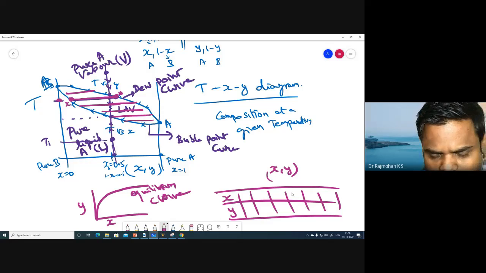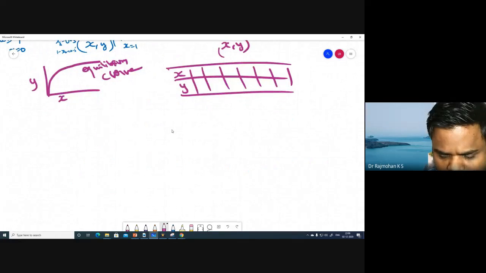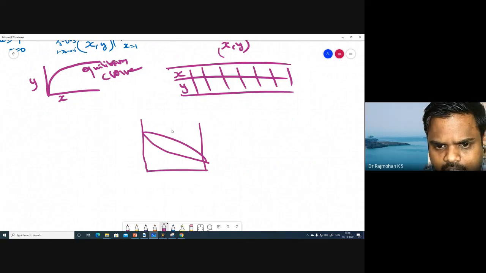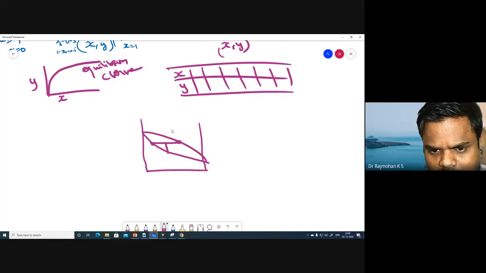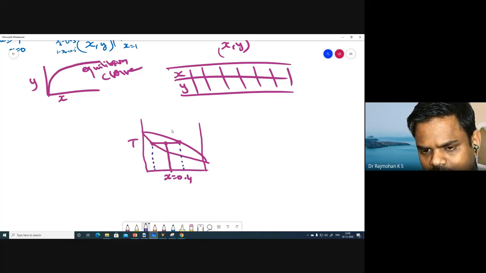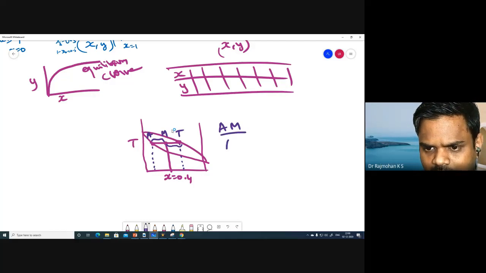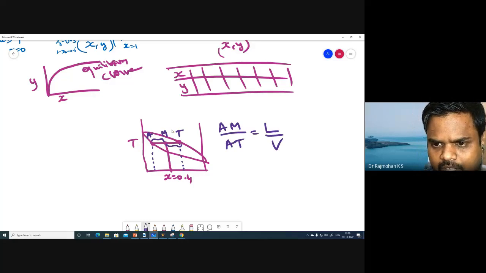Another thing that we can know from these lines, which are called tie lines, is that they give us xy data. Another use of the tie lines is, let me say if x equals 0.4 and we have a particular temperature T, we can know the corresponding x and y values, how much portion is liquid and how much portion is vapor. Let me say this is one point A, M, T.